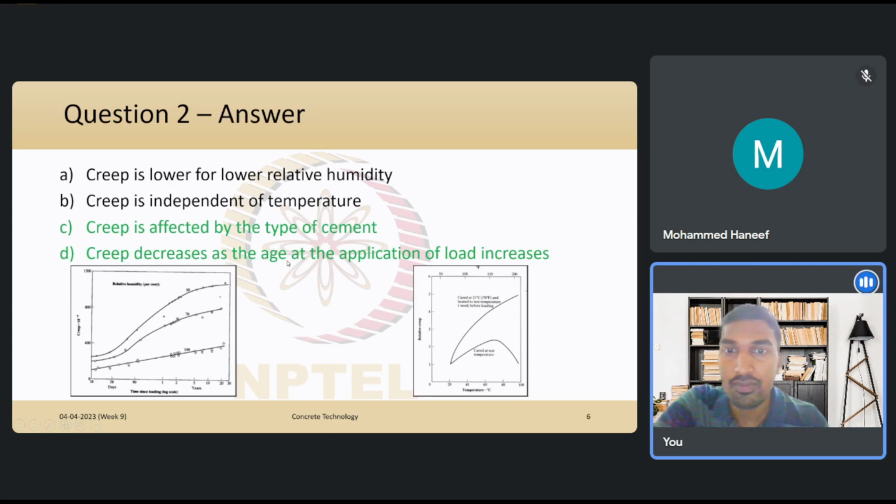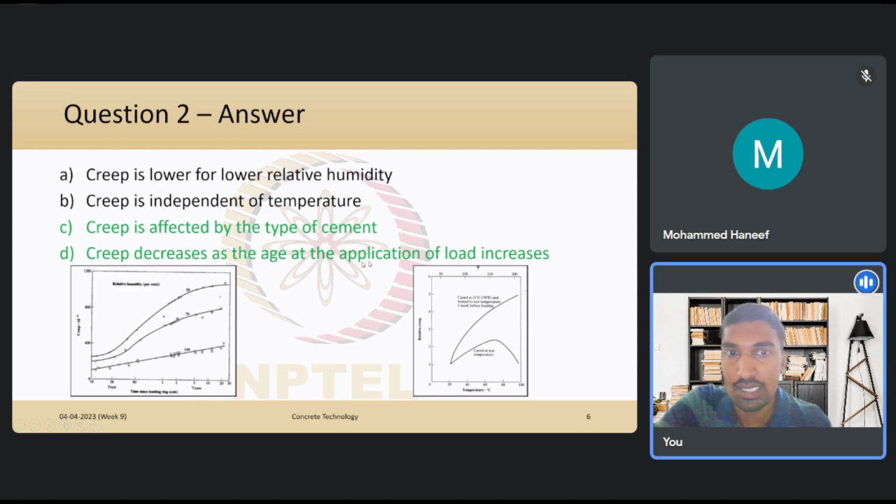So what happens after a long period of time? Your concrete compressive strength will increase. With time, the strength of the concrete will increase, and therefore, the later you apply the load, the lower the creep that will form. The earlier you apply the load, you will see large deformation. The later you apply the load, you will see lesser deformation. So that is a correct statement: creep decreases as the age at the application of load increases.